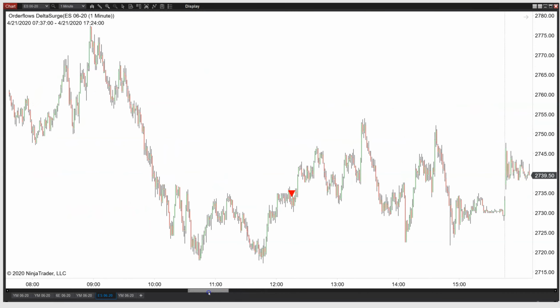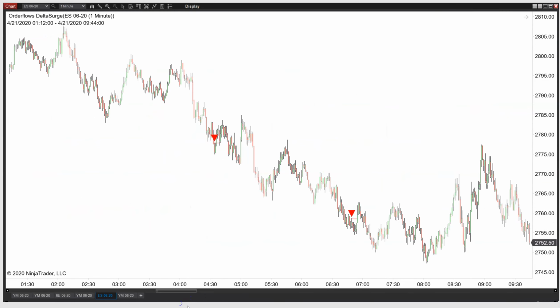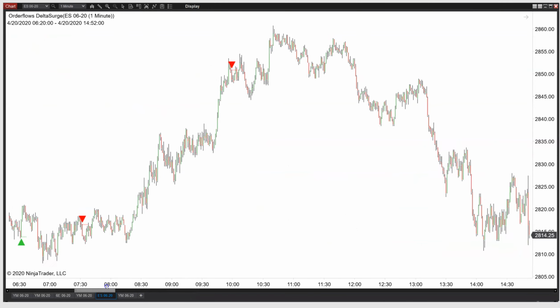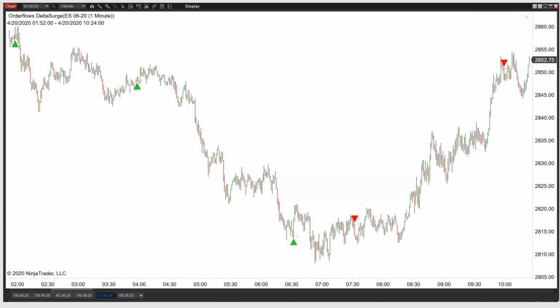But again, it's a 1 minute chart. And again, if you were to adjust the settings, you'd get probably some different signals, or adjust the chart.